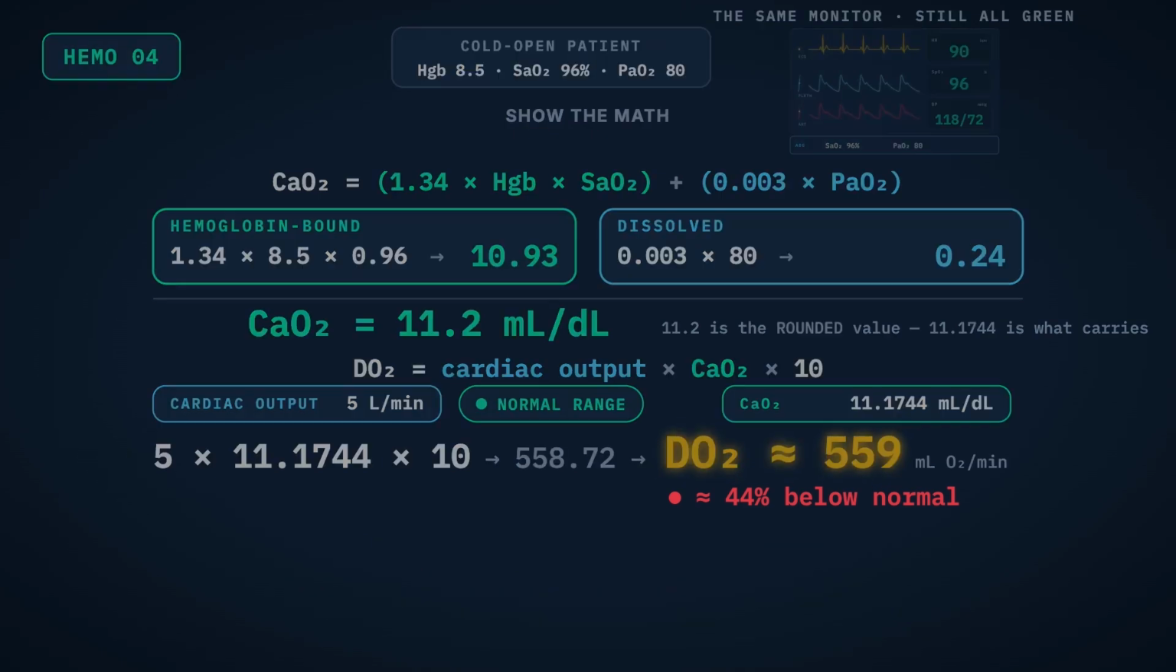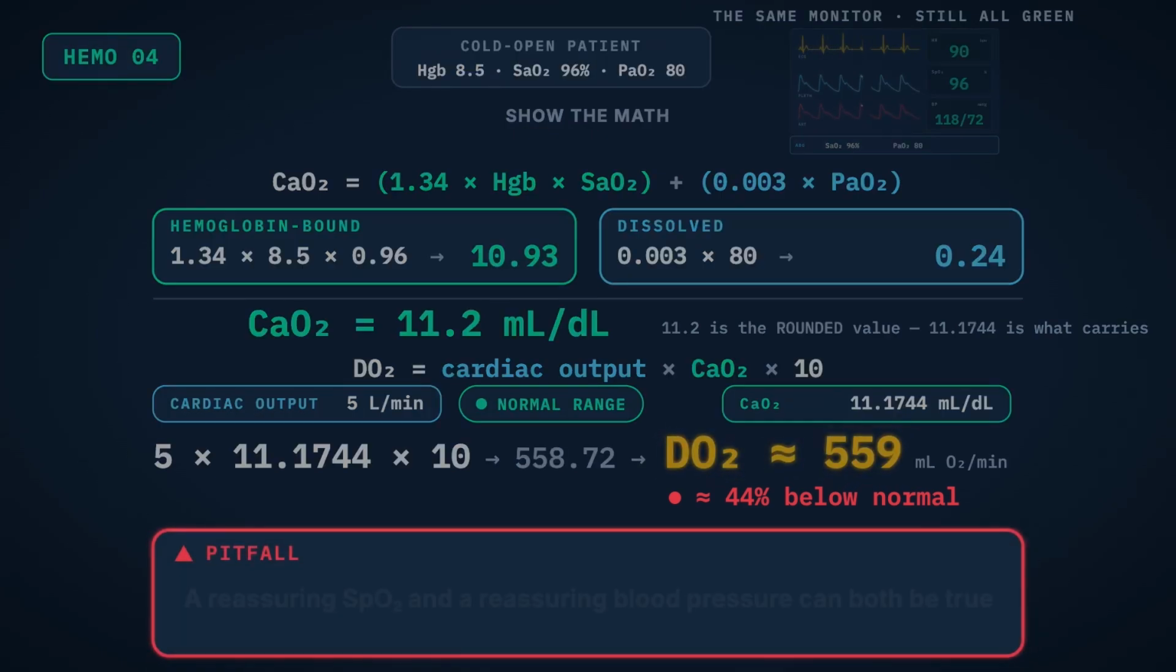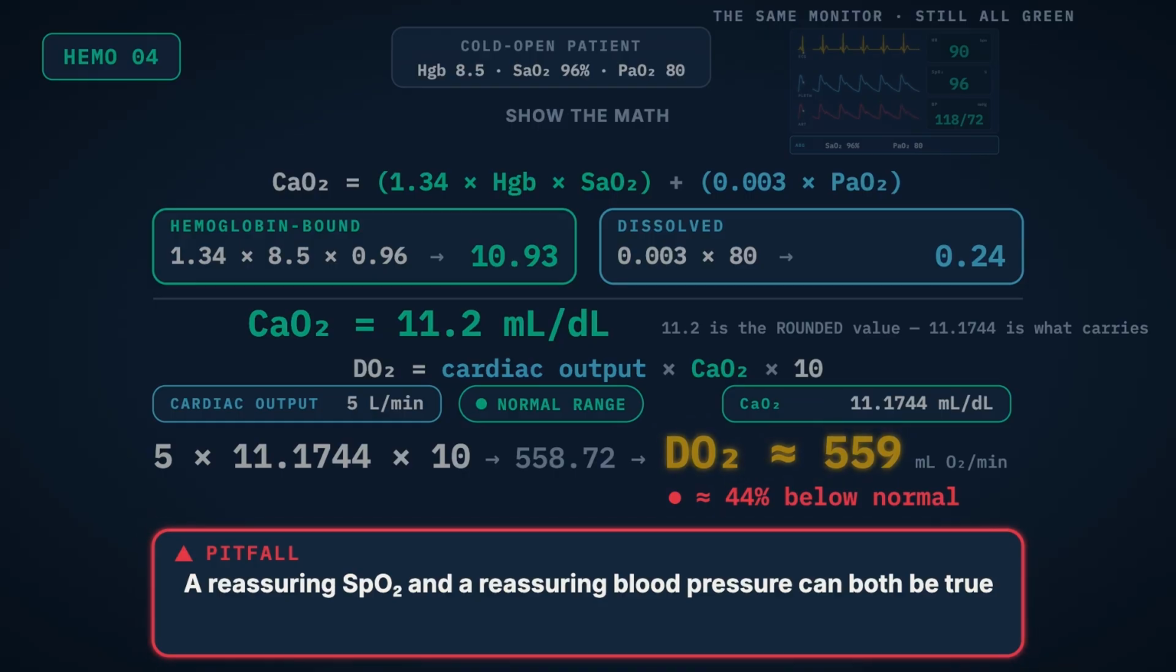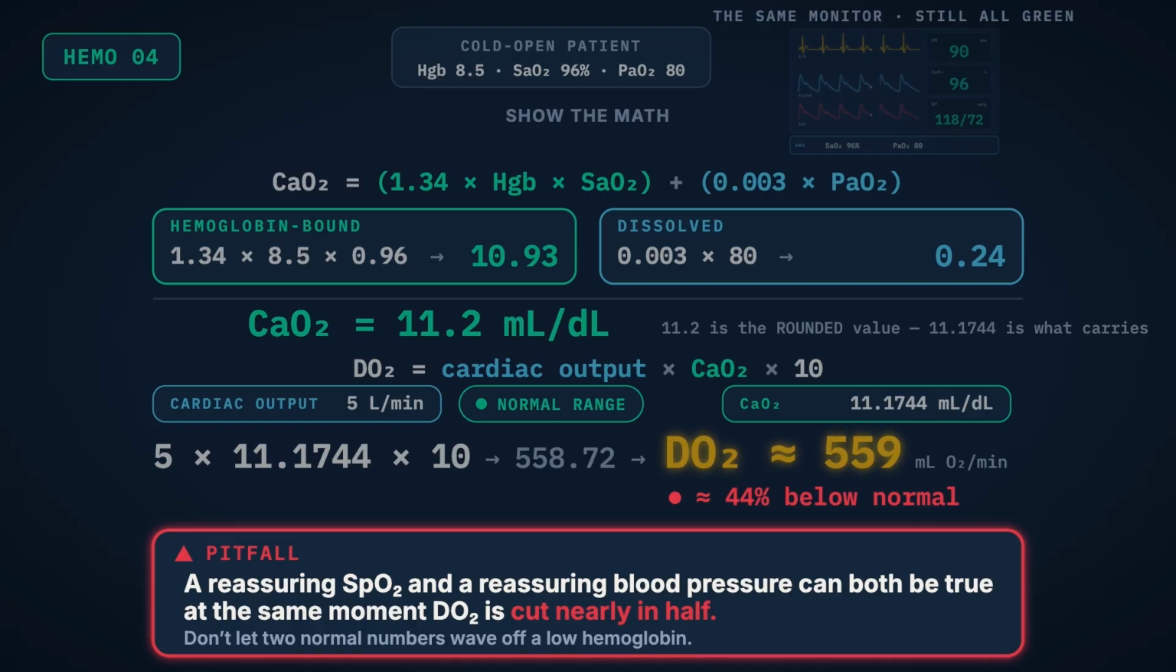Pitfall. A reassuring SpO₂ and a reassuring blood pressure can both be true at the same moment. DO₂ is cut nearly in half. Don't let two normal numbers wave off a low hemoglobin.